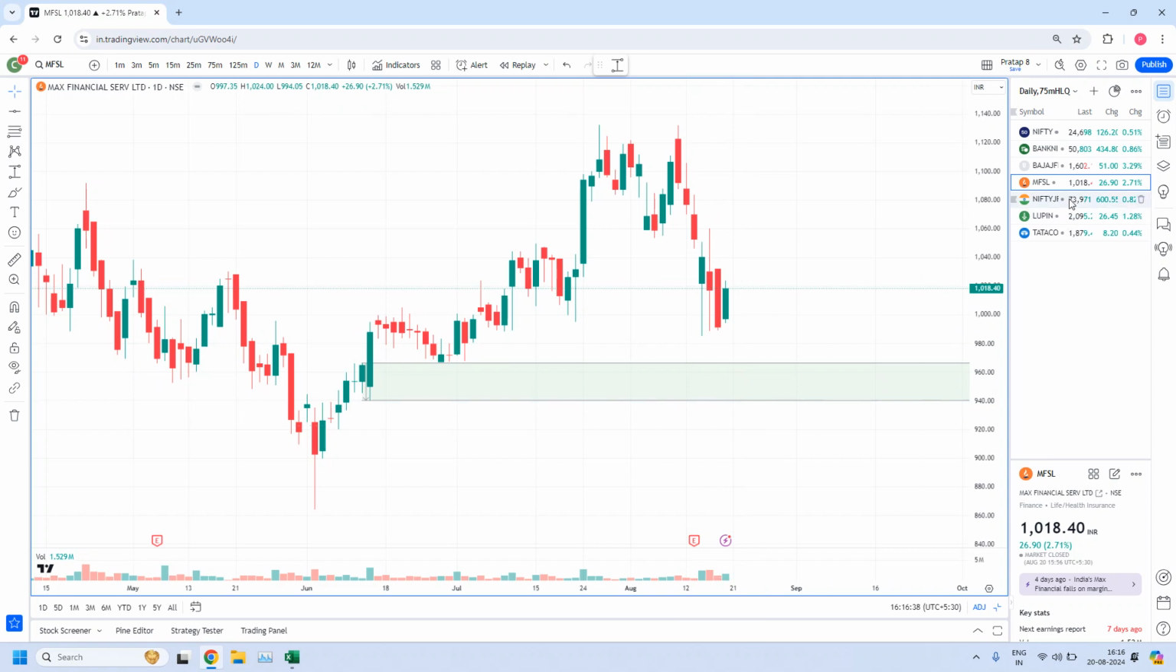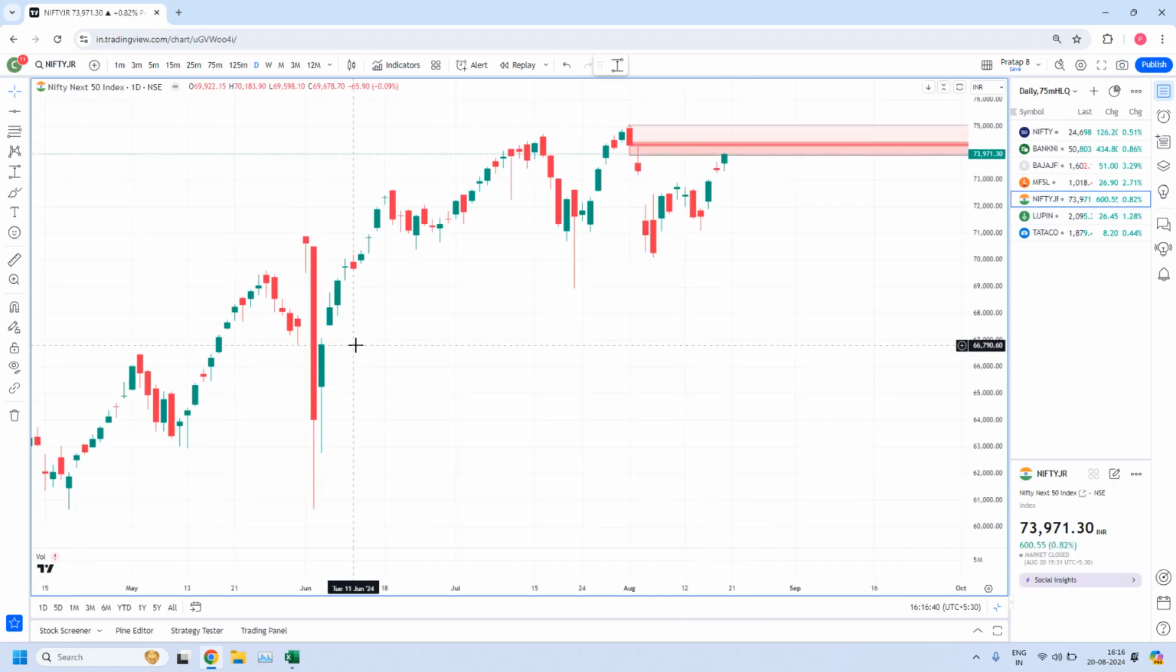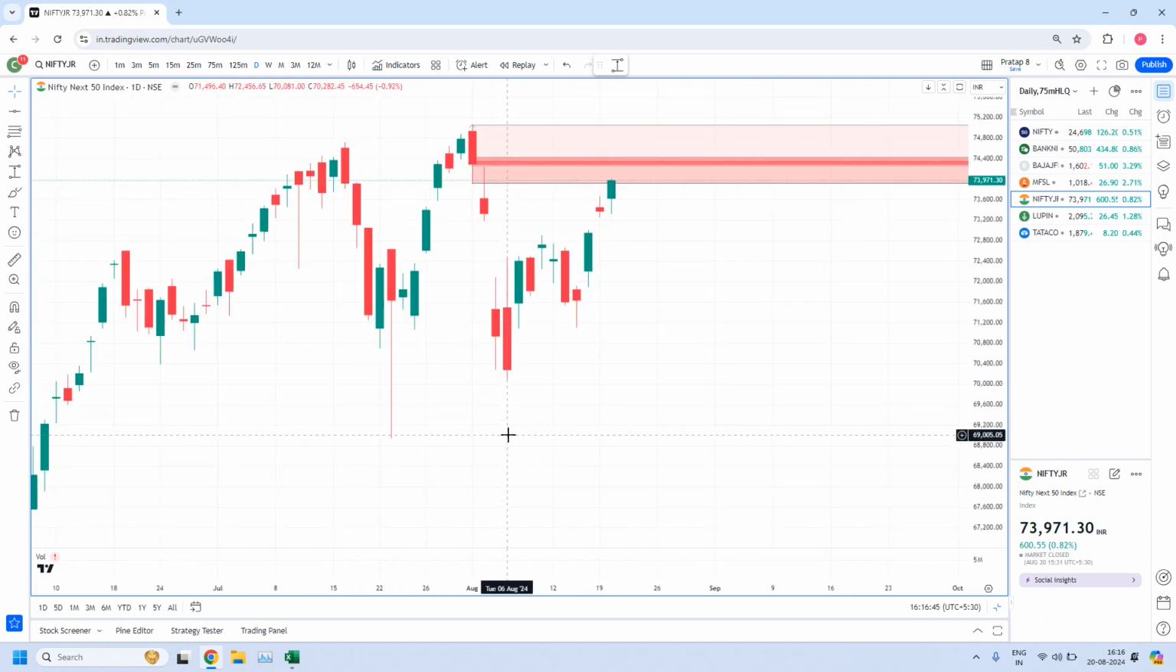And the last one is Nifty Next 50. Nifty Next 50 is a daily high liquidity supply zone, and a fine-tuned zone is available, but today prices didn't enter. But let me explain how I fine-tuned it.